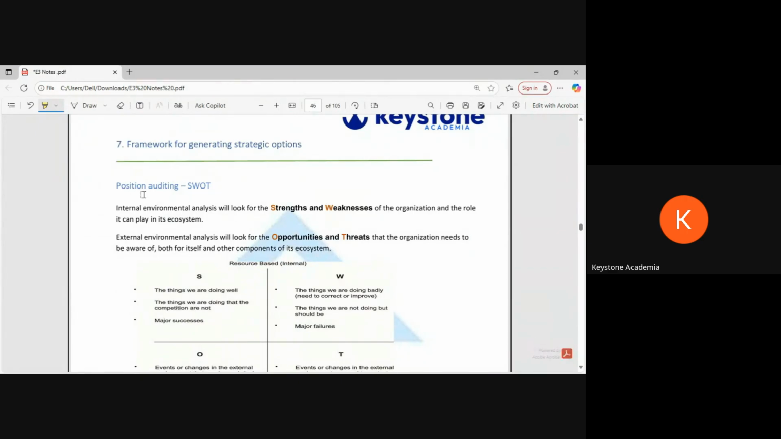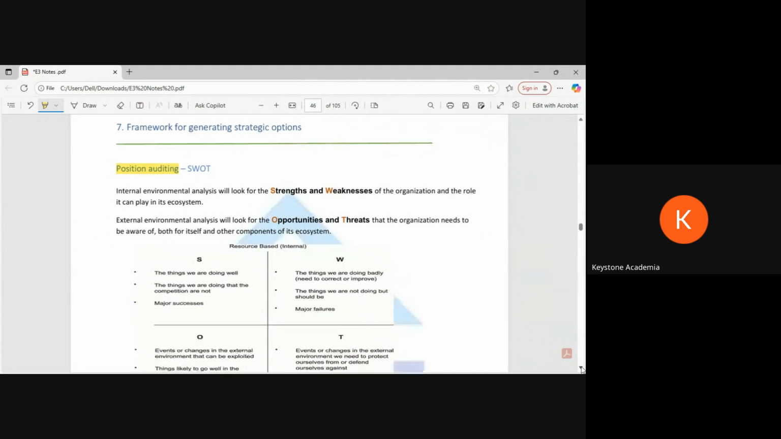Position audit. So once we do the resource audit, we can also look at our position, what we have. For this, SWOT can help. SWOT analysis is very basic, but it can give us good insight. The only thing is it should be done properly.